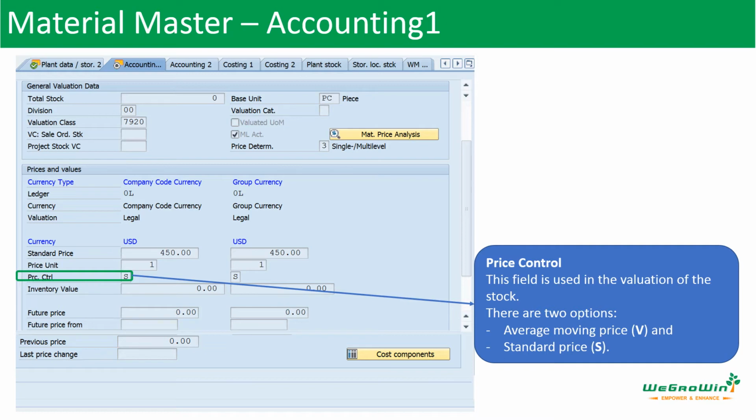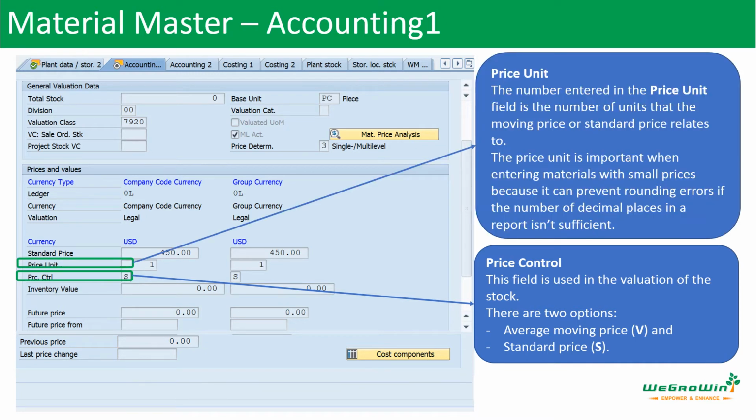And next to the price control, we have the price unit. Price unit determines which unit of measurement will be used. For example, if the standard cost of the material is 3.24 US dollars and the price unit is 1000, then the cost per unit is 0.00324. Defining something like 0.00324 per unit is very difficult. So we can measure it as $3.24 per 1000 units.